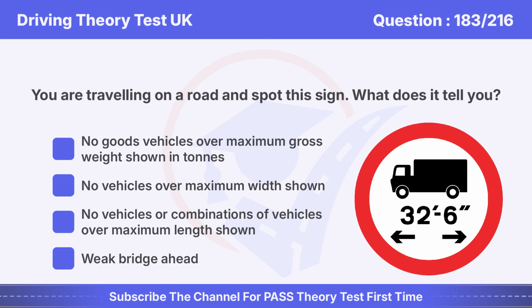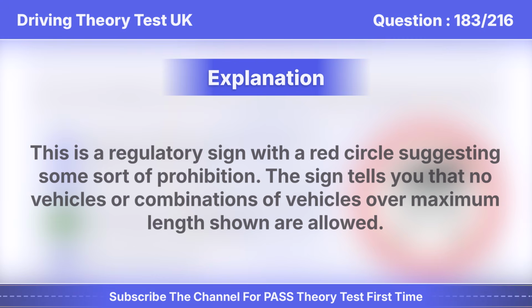Question 183. You are traveling on a road and spot this sign. What does it tell you? Answer is C. No vehicles or combinations of vehicles over maximum length shown. This is a regulatory sign with a red circle suggesting some sort of prohibition. The sign tells you that no vehicles or combinations of vehicles over maximum length shown are allowed.